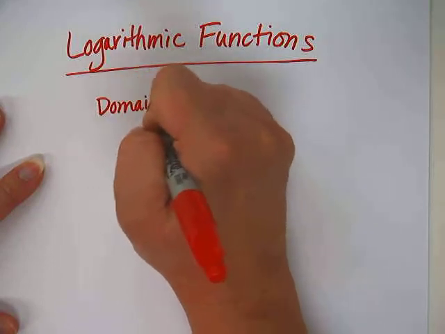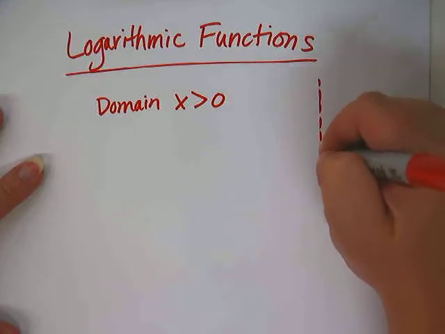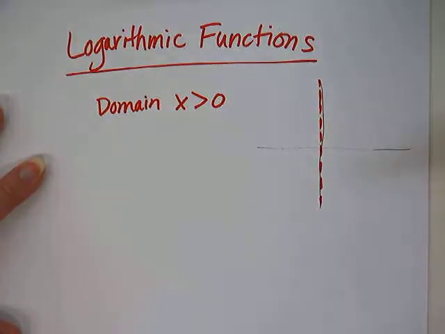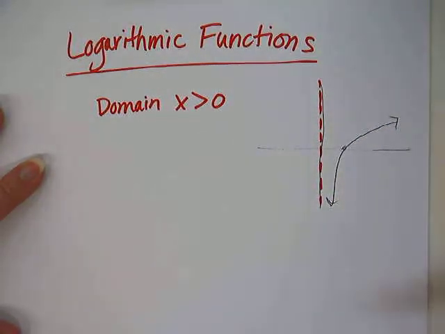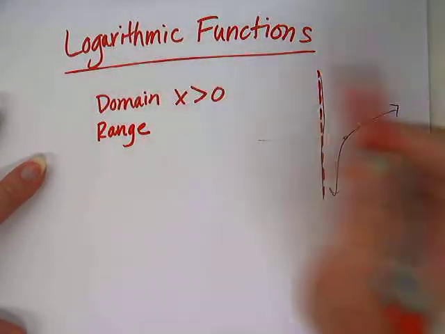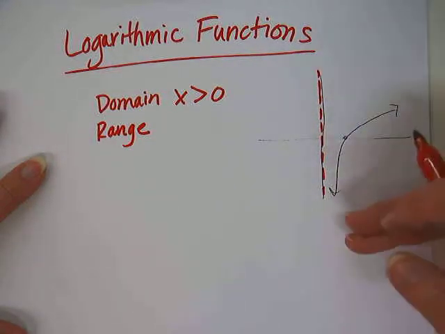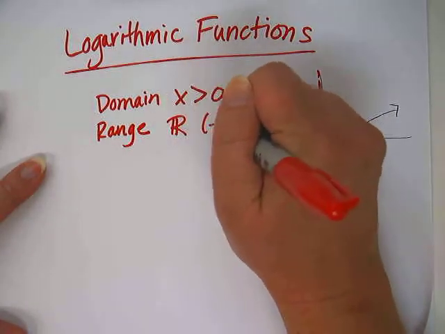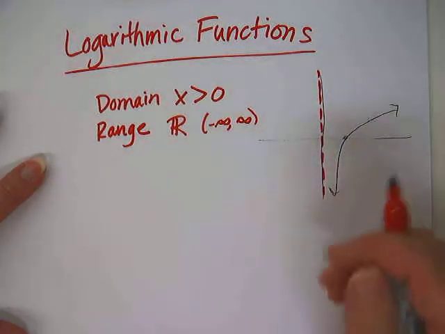Okay, the domain is x is greater than 0. We just barely talked about that. That's because there's a vertical asymptote at 0. So our graph looks like that, right? The range, what's the range of a logarithmic function? All real numbers. Bottom to top. This keeps going up.